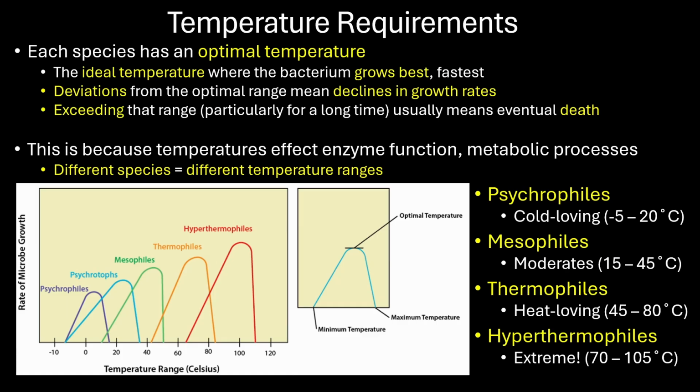thermophiles are heat-loving species. They love high temperatures, 45 to 80 degrees Celsius, and hyperthermophiles are on the extreme end of this. Okay, where 70 to 105. Where 100 degrees Celsius is 212 degrees Fahrenheit. This is the boiling point of water. Okay, so hyperthermophiles are very extreme.